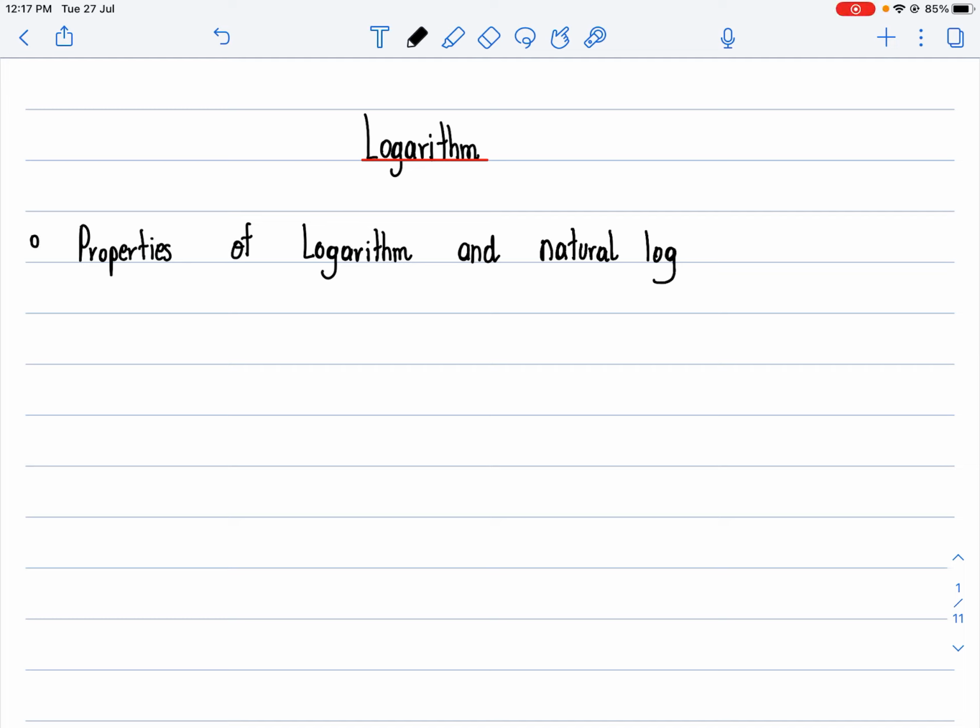Today we'll be learning the concept of properties of logarithm and natural log, which is a subtopic in the chapter of logarithm. So in this video, we'll go over the concept. There are many properties which you need to remember, and then we'll do many past paper examples and other types of questions so that you have a strong grip on this chapter.